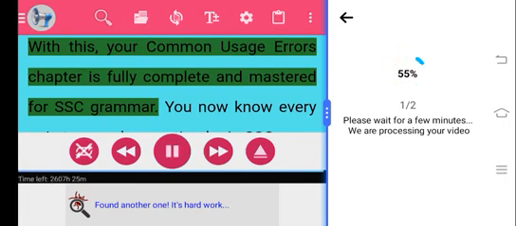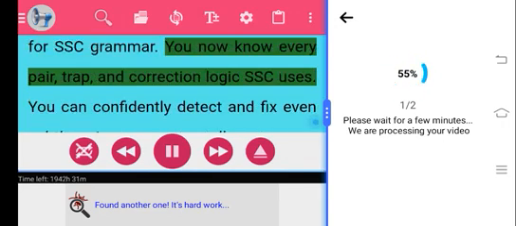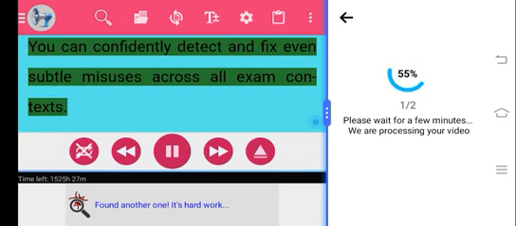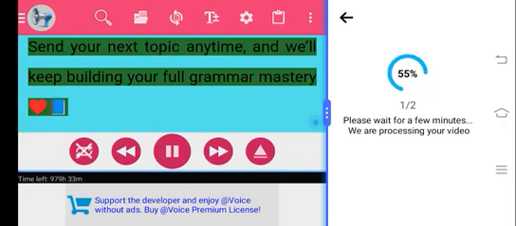With this, your common usage errors chapter is fully complete and mastered for SSC grammar. You now know every pair, trap, and correction logic SSC uses. You can confidently detect and fix even settlements uses across all exam contexts. Send your next topic anytime, and we'll keep building your full grammar mastery.